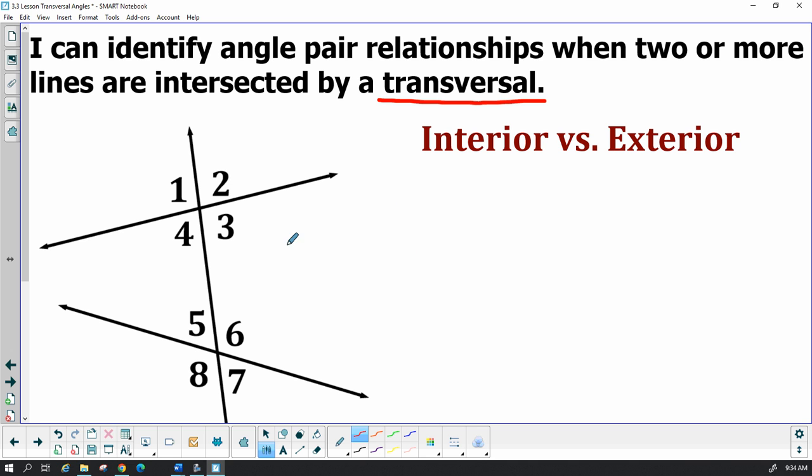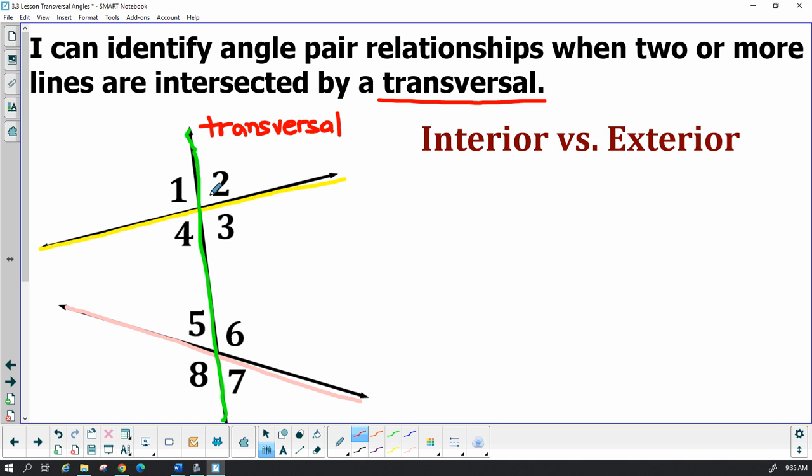So if you look at this picture I have here, I have this yellow line, and I have, we'll call it a pink line, and it's being intersected by this green line. And this green line that's crossing both the yellow and the pink, we would call a transversal. And you can see that it creates a bunch of angles. We can have more lines that it intersects. Right now, we're just going to look at two intersected lines.